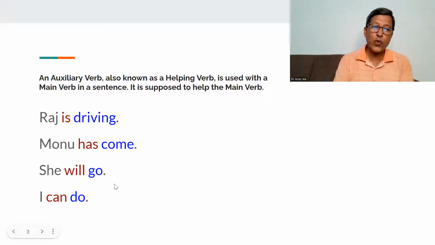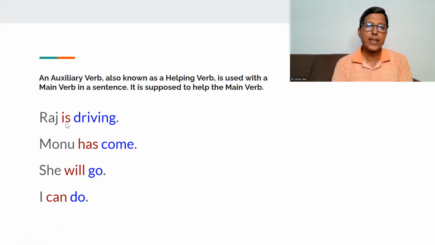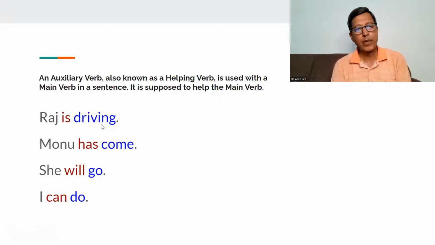We've got 4 sentences. Raj is driving, Monu has come, she will go, I can do. Each sentence has an auxiliary and a main verb. The auxiliary is in red and the main verb in blue. Is is followed by driving, has by come, will by go, and can by do.